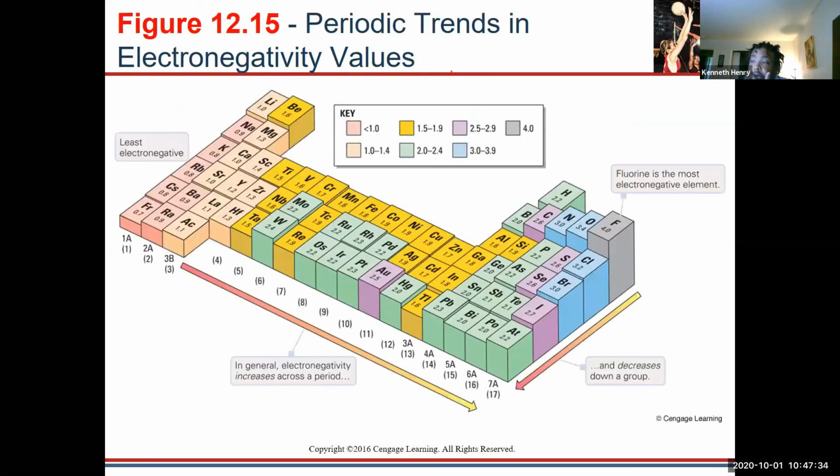Okay, if you look at the trend on the electronegativity table, as we go down, the electronegativity decreases. As we go from right to left, the electronegativity increases.